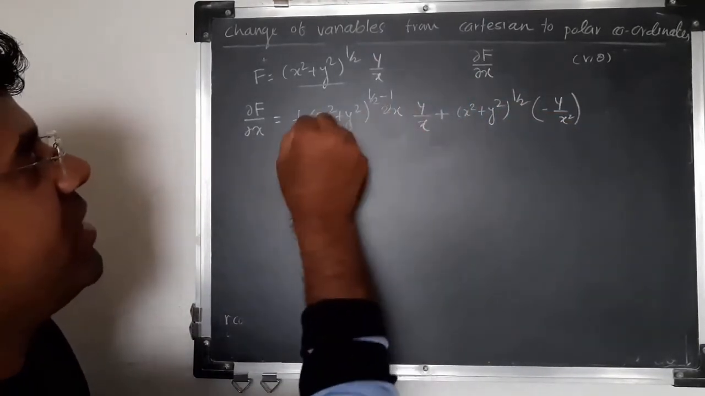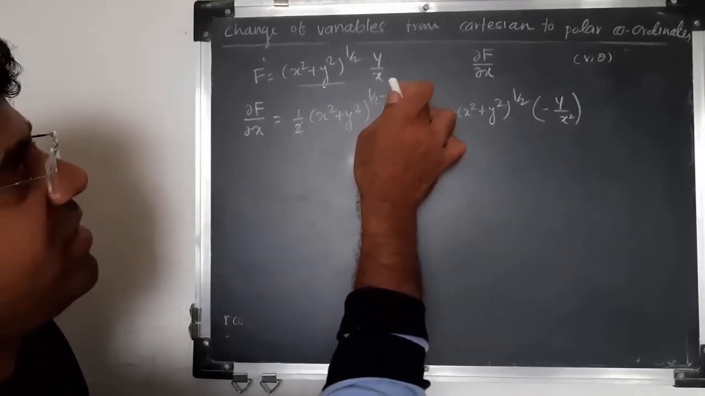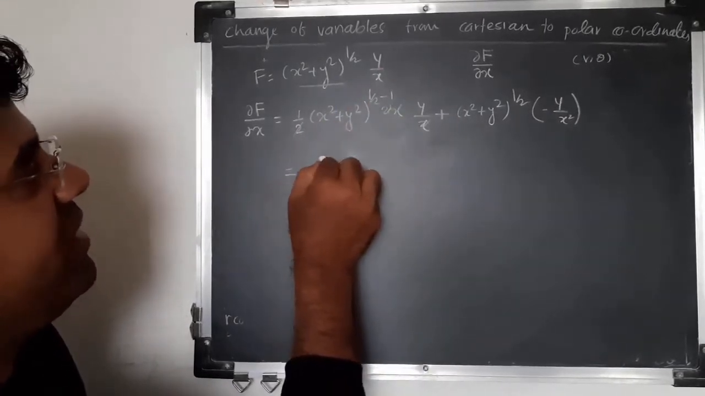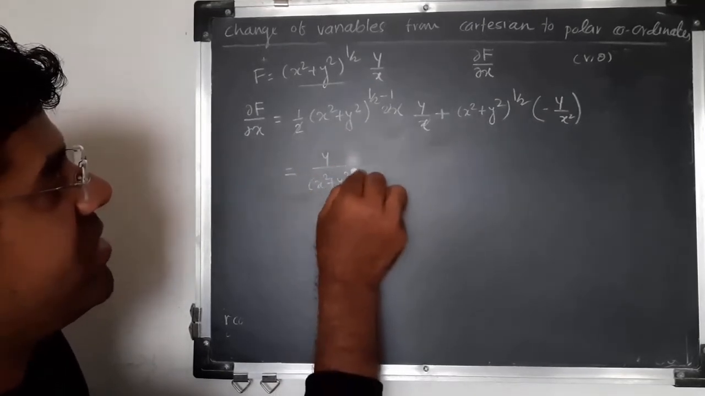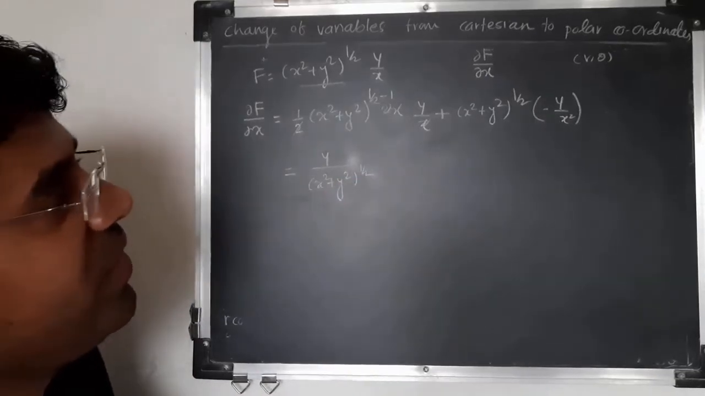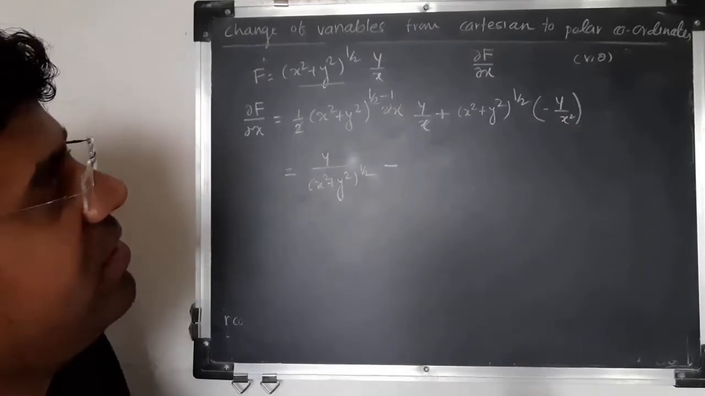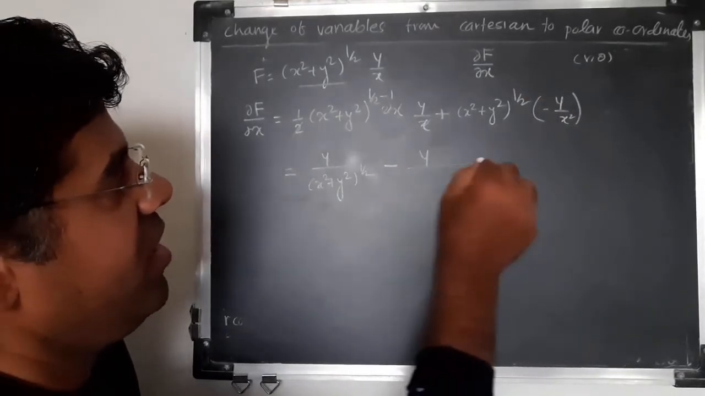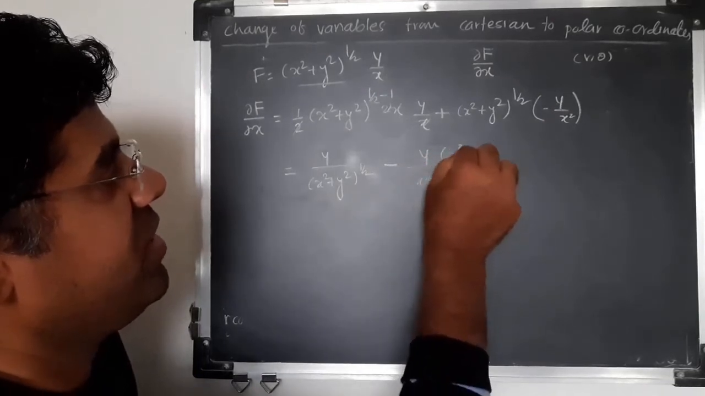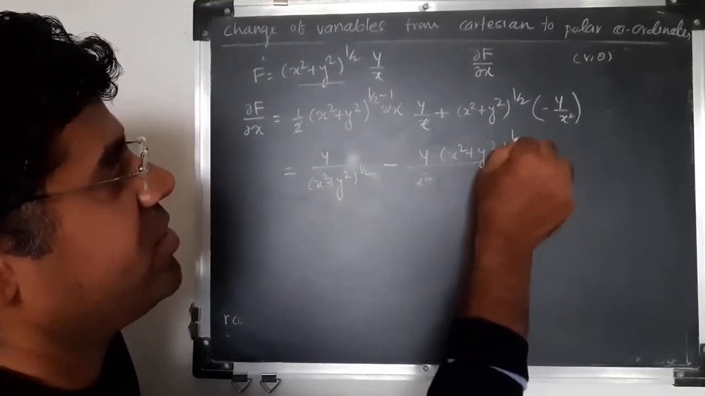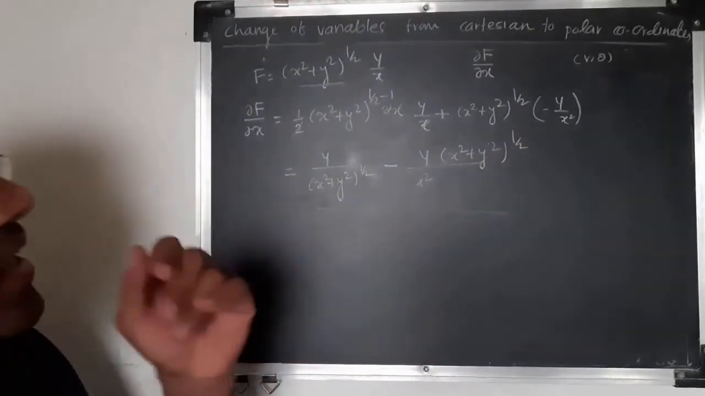So here the 2 gets cancelled, x also gets cancelled, and half minus 1 is minus half, so it comes down. Finally you will get y upon (x² + y²)^(1/2), with a minus sign over here, this term is y upon x², and this term is (x² + y²)^(1/2). So this equation you will get in a direct way.